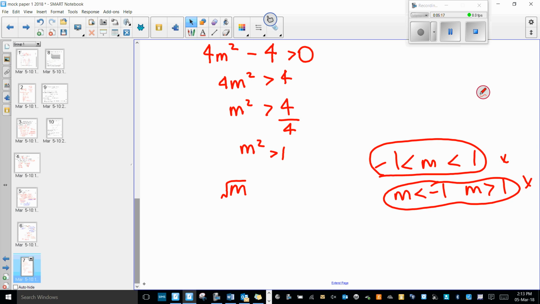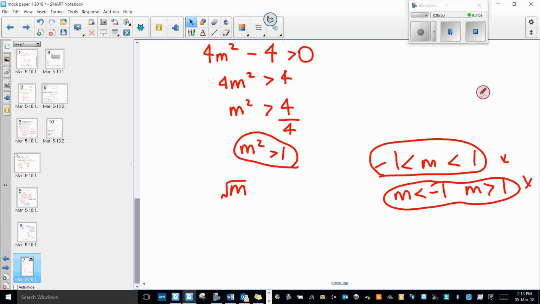Because this is an inequality, it's not just an equals sign. If it had said m squared equals 1, you would just square root both sides and have m equal to plus or minus 1. Done. But with this inequality, you've got two different options: either m is between -1 and 1, or it's less than -1 or greater than 1. That's just the rules of square rooting inequalities.